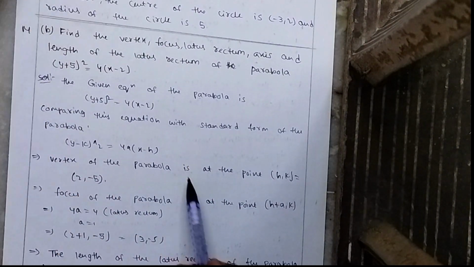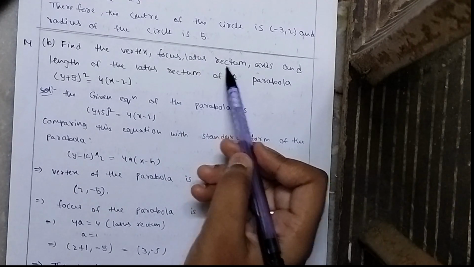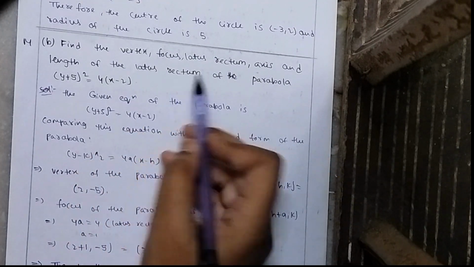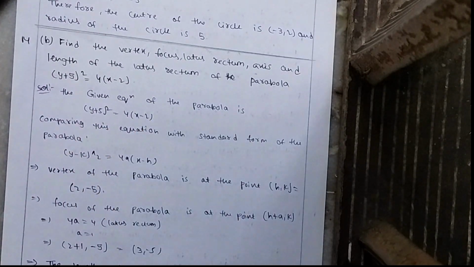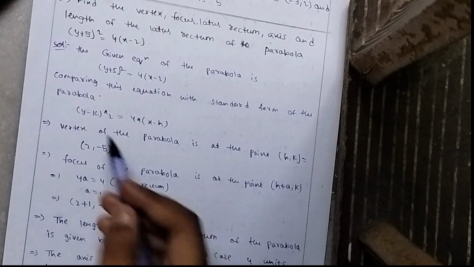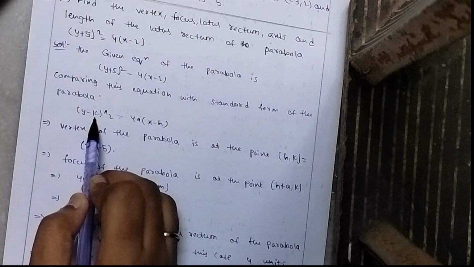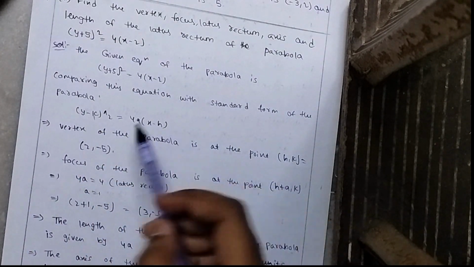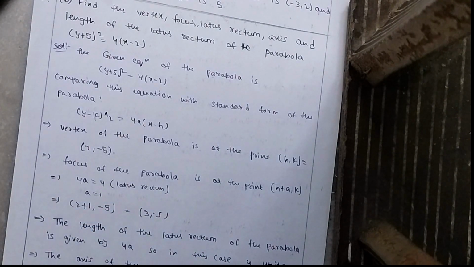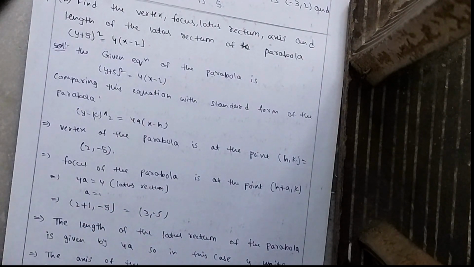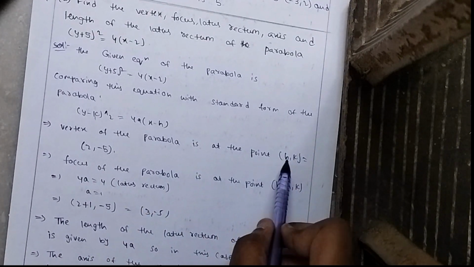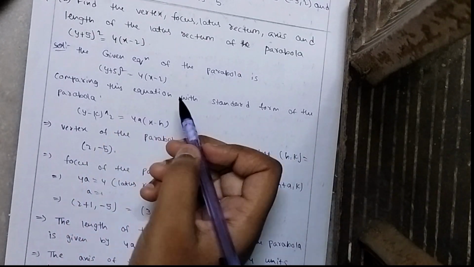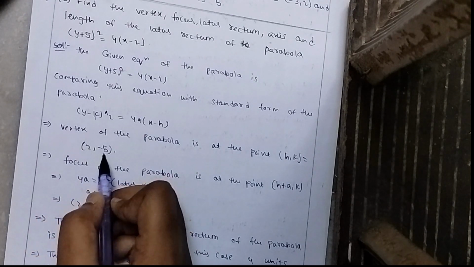Next, find the vertex, focus, latus rectum, axis and length of the latus rectum of the parabola y plus 5 whole square equals 4 into x minus 2. Now, comparing this equation with the given standard form, the standard form of a parabola is y minus k whole square equals 4a into x minus h. So the vertex of the parabola is at the point h comma k. That means 2 comma minus 5.